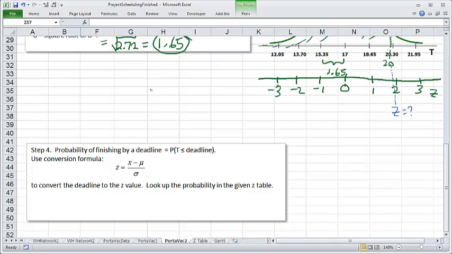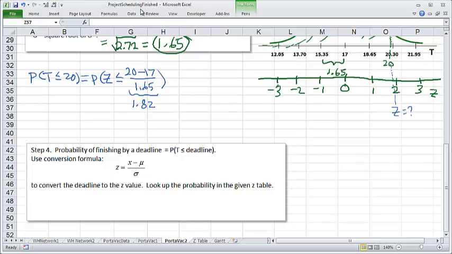So here we could say, if I want the probability that t is less than 20, that would mean converting to a z value: take the original number 20, minus the mean 17, divided by the standard deviation, which was 1.65. Okay, now that gives us 1.82. And this is a z-value we will look up in the z-table.